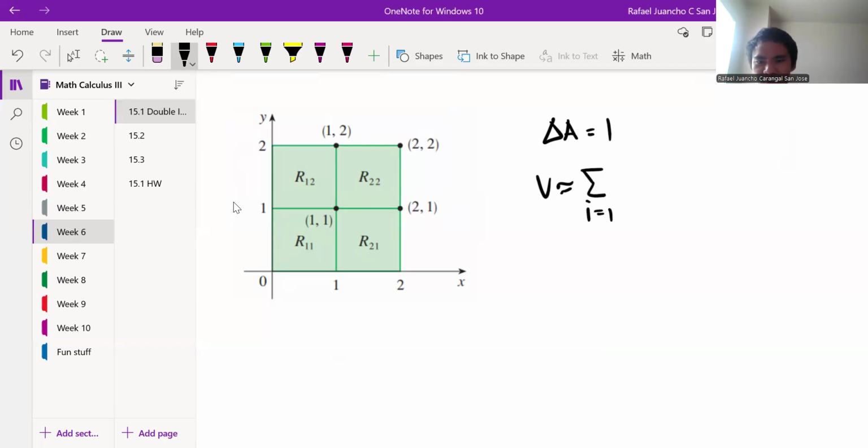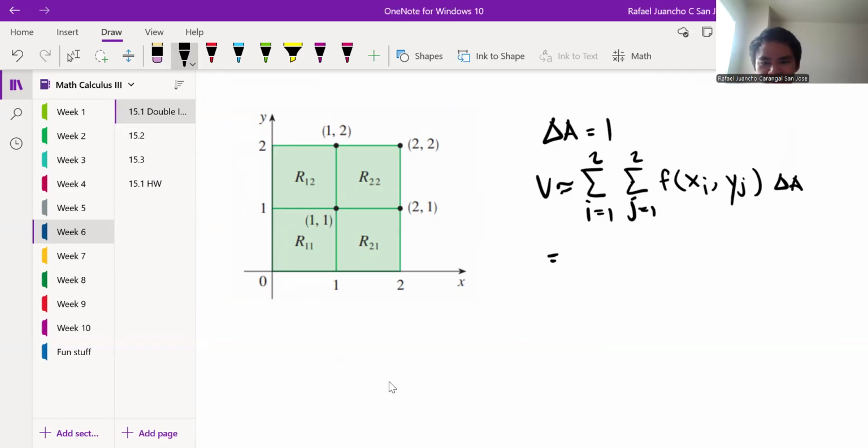So this is I equals 1, that goes all the way to 2. Same for my J. Starts at 1, goes all the way to 2. And then my sampling points are, well, x goes from I, y goes starting from j, and then my delta A is just 1. Right, so here we're just approximating a Riemann sum. And so let's plug in.